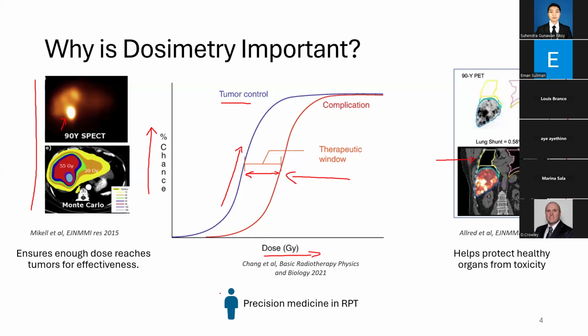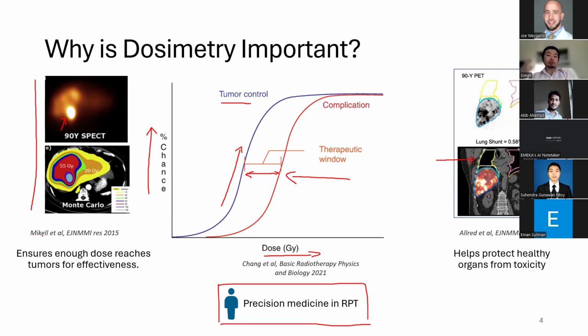But the idea here is that we try to do precision medicine in radionuclide therapy or radiopharmaceutical therapy. Again, the idea is that you calculate both the dose to the normal tissue and the dose to the tumor, and you try to balance it.